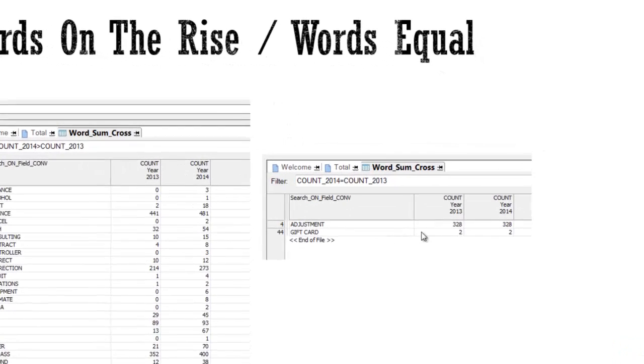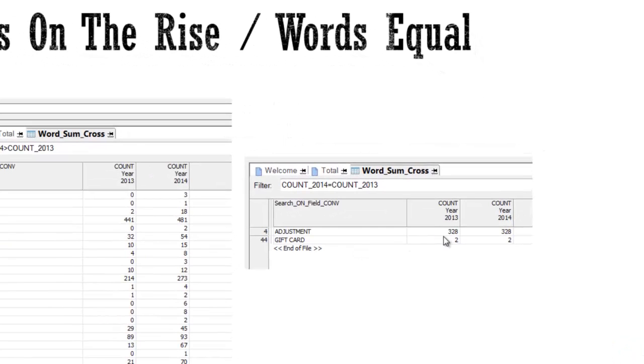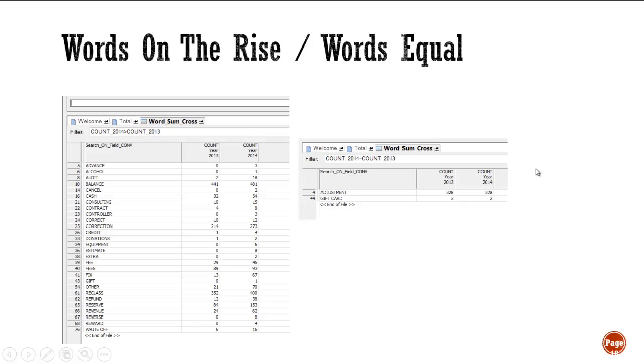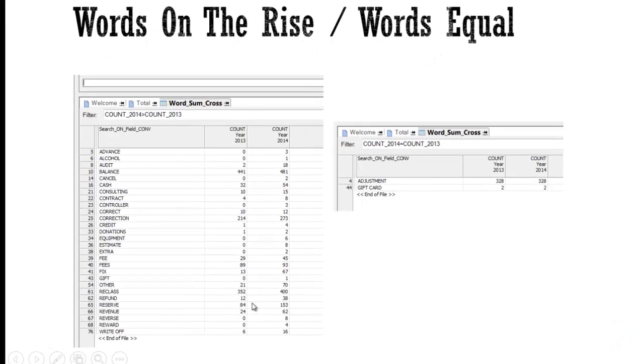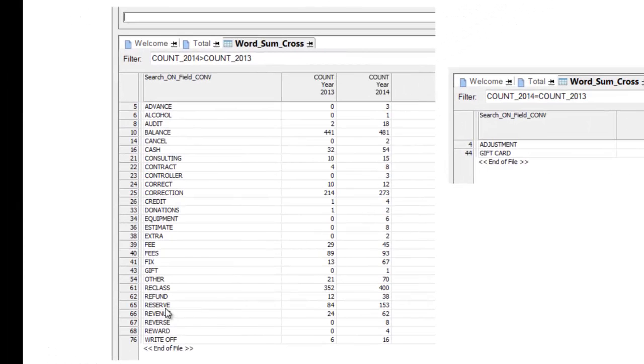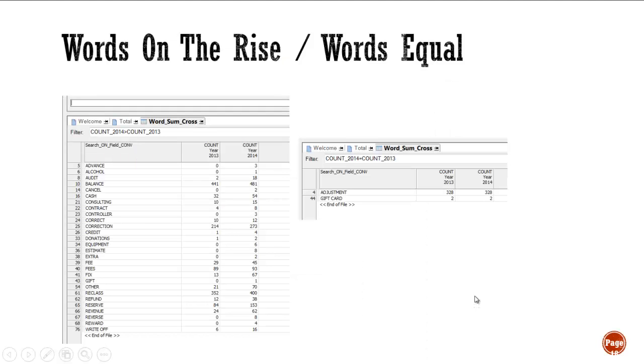So in more detail, as you can see on this slide, I found it really interesting that adjustment and gift card had literally the same number of words in 13 and 14. Like the actual possibility of that happening is unbelievable, real data, and yet that happens. But you can see how some of them do go up a little bit, some double, like reserve. Does that mean that reserves have doubled in activity and therefore we should look more into that? So these are things to look for, and now we'll get into the data itself and look more at how this works.